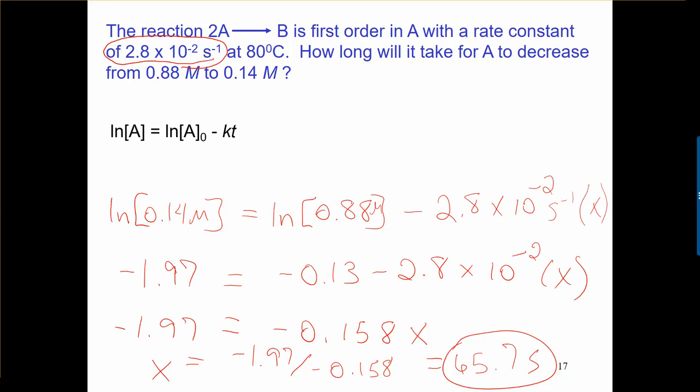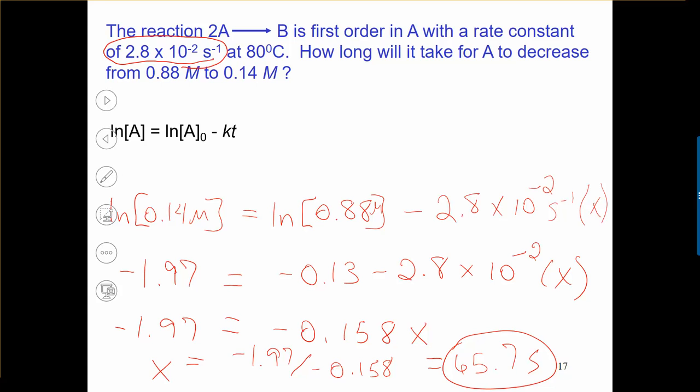Now, if your k is in seconds, your answer will be in seconds for time. If your k is in minutes, your answer will be in minutes. So you can determine a k in minutes rather than seconds if you wanted to, and so those will be your units. And if your k is in seconds, then you need to use your time in seconds if you're not solving for time, if you're actually using time.